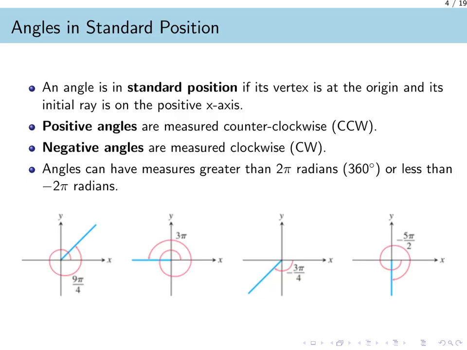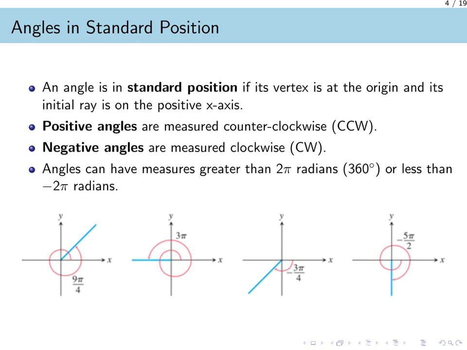To analyze angles universally, we need a consistent framework, which we call standard position. An angle is in standard position when its vertex is at the origin and its initial ray, or starting side, lies along the positive x-axis. From there, the direction of rotation determines the angle's sign. A counterclockwise rotation creates a positive angle, while a clockwise rotation creates a negative one. For example, a positive 90-degree angle points straight up the y-axis, but a negative 90-degree angle points straight down.